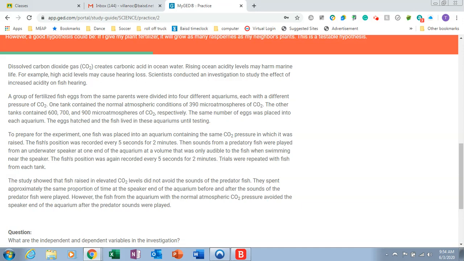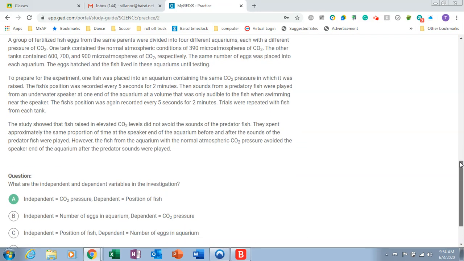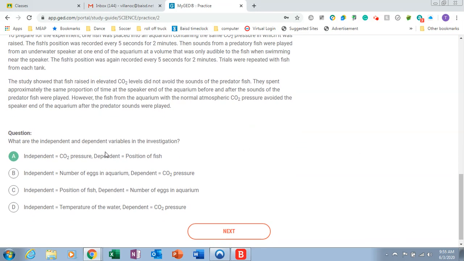And I could finish reading this. I don't really have to, just for the fun of it. The study showed that the fish in the raised CO2 did not avoid the sounds of the predatory fish. So the ones in the higher ones just stayed by the speaker. And that's pretty much what it says at the bottom here. Let's see what the question says. And what are the independent and dependent variables? The independent variable is the CO2 because that is what the scientist is controlling. And the position of the fish is dependent on the CO2. So that's the dependent variable, the position of the fish in the tank, where they are.